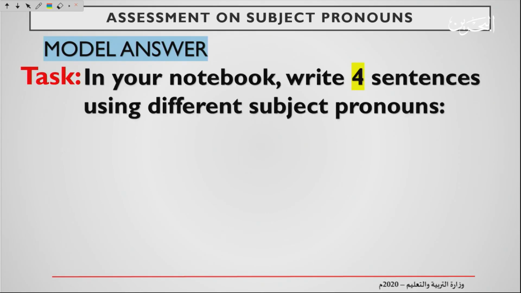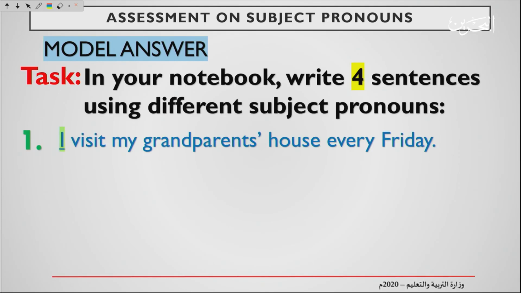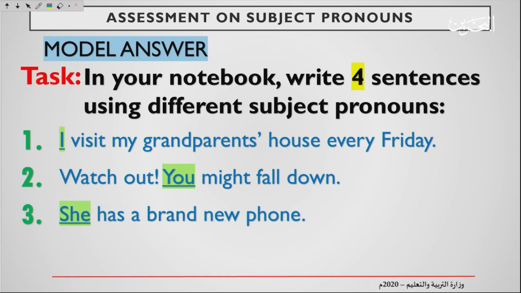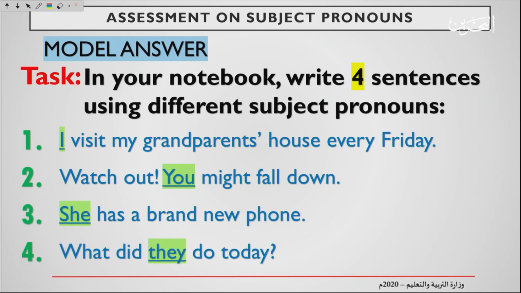In your notebook, write the 4 sentences using different subject pronouns. The first one, I, is the first pronoun. I visit my grandparents' house every Friday. 2, watch out, you might fall down. Using watch out, you are directing your talk to the person in front of you. 3, she has a brand new phone. 4, what did they do today? So these are the model answers. Compare them with your answers.